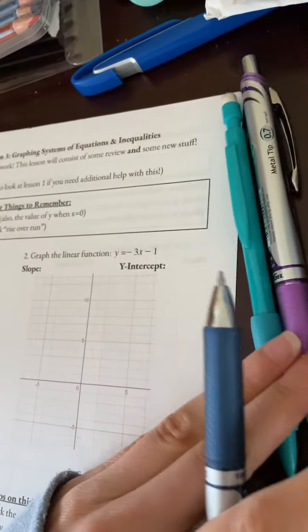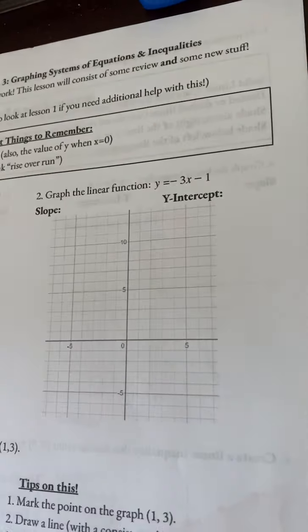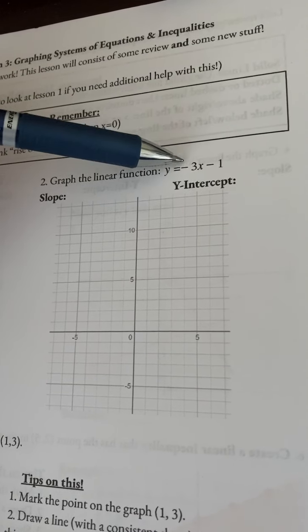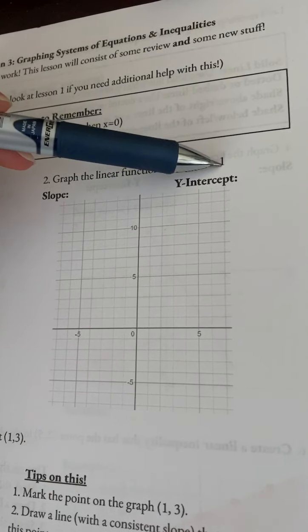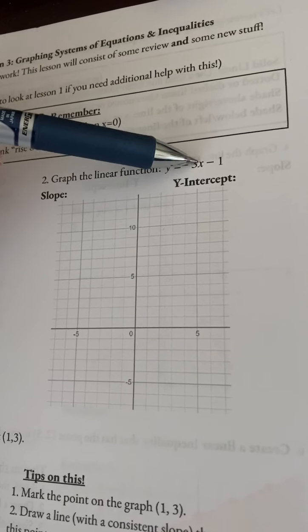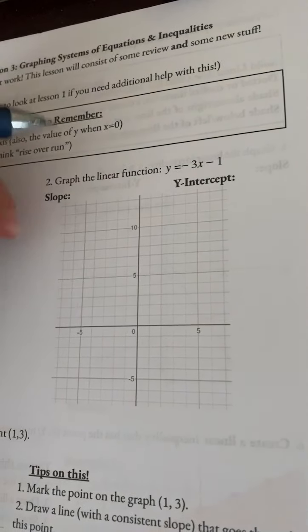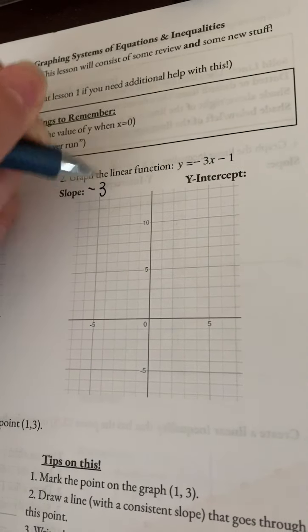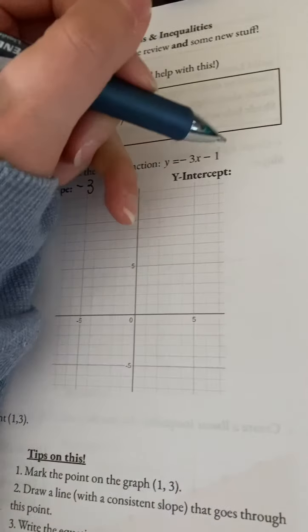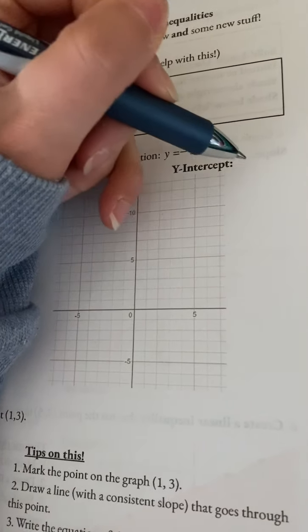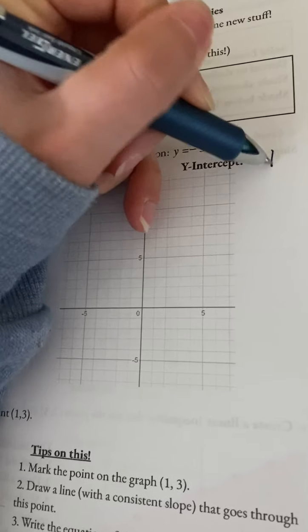Okay, we'll talk about example 2. It's very similar. First, I want to identify my slope, and I want to identify my y-intercept. So again, I know that this is going to be my slope, including the negative sign, because it's negative 3x. And my y-intercept here is going to be negative 1. So I'm going to write negative 1.